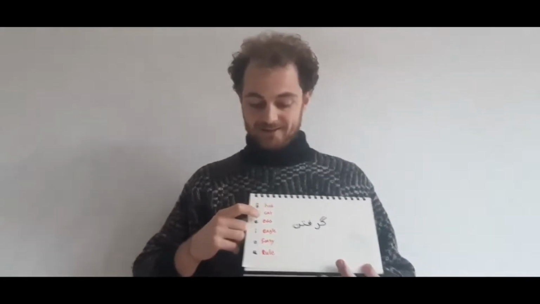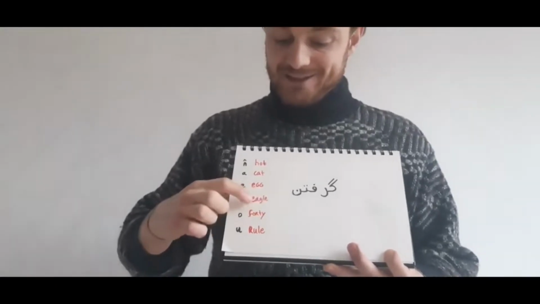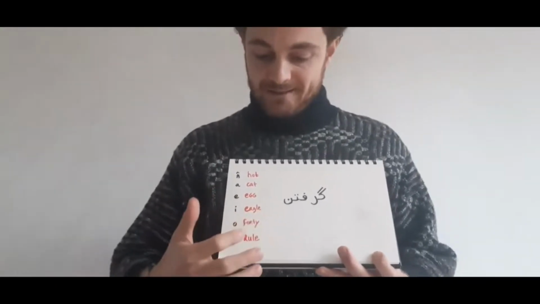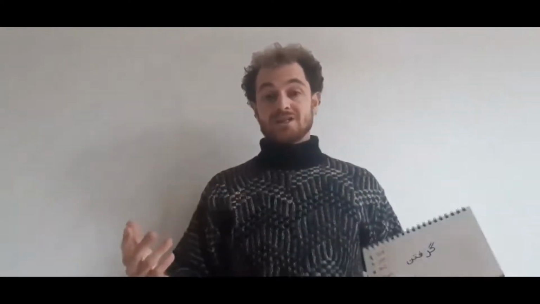The A of hot, the A of cat, the E of egg, the I of ego, the O of 40, the U of rule. That means that this word can be written, as far as I know, as gerfotan, gurfotun, gerfeten. Now, that brings me to the second problem, which is that I cannot really look it up, because there's no translator, as far as I know, in the whole of the internet that writes the vowels, has a phonetic Latin script, or has an audio function.